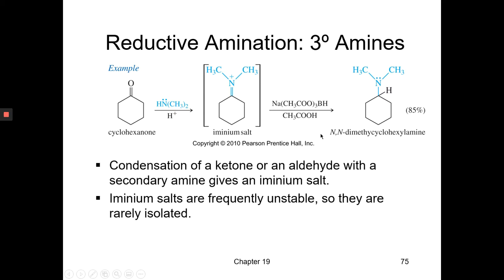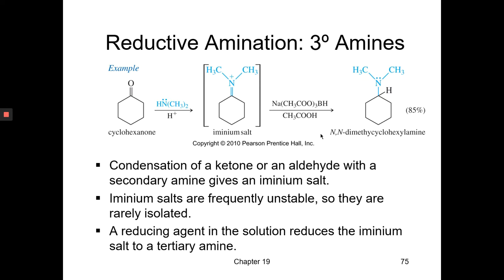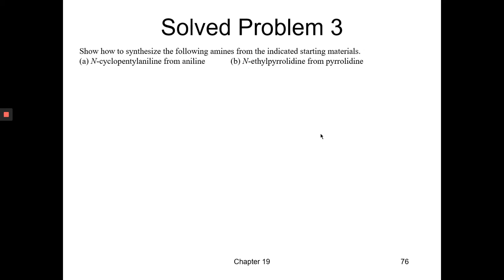This aminium salt is frequently unstable, so they're not isolated. The previous two examples with the oxime and the imine can both be isolated. And then in the last step, we use a reducing agent to reduce the aminium salt to a tertiary amine.